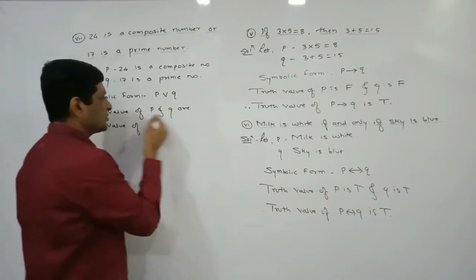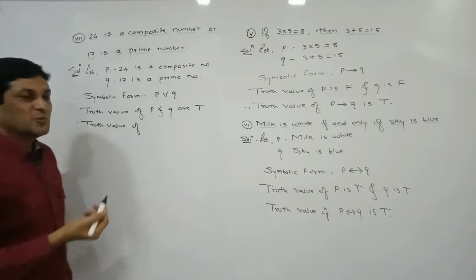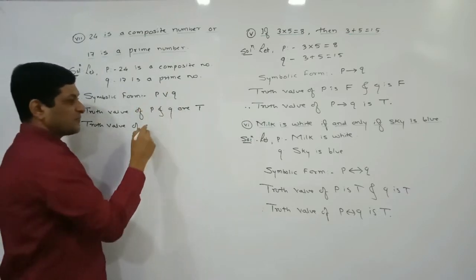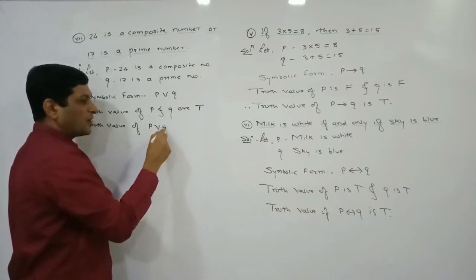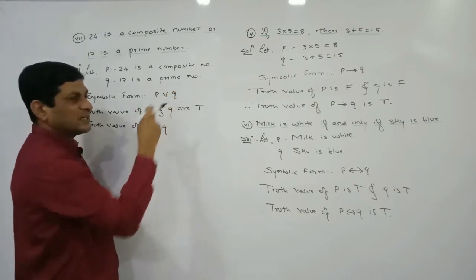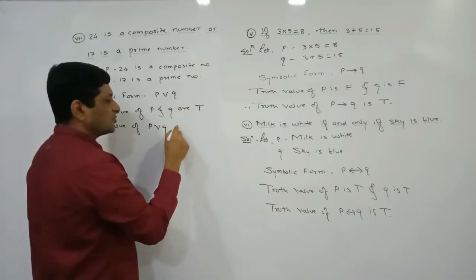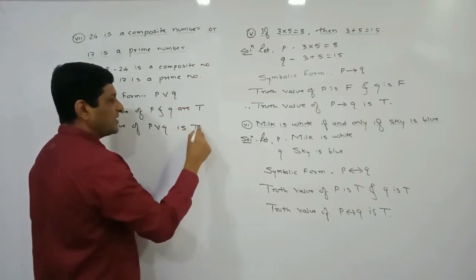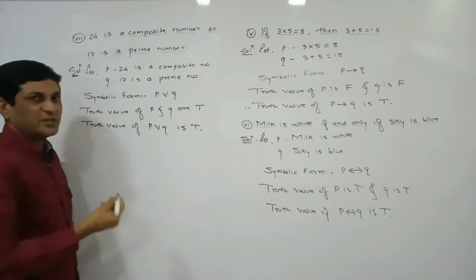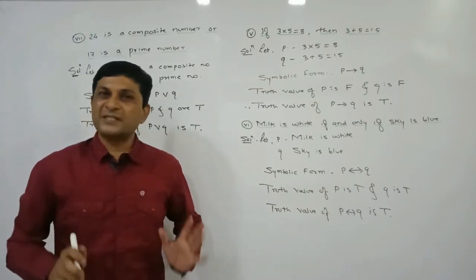This is also true. Means truth values of P and Q are what? True. So once the truth values of P and Q are known to us, find out the truth value of P or Q. So already we have seen in case of OR, if at least one statement is true, the result will be true. So here both the statements are true. So that's why we can say that the truth value of P or Q is T. In this way we have seen how to find the truth value of a given statement.